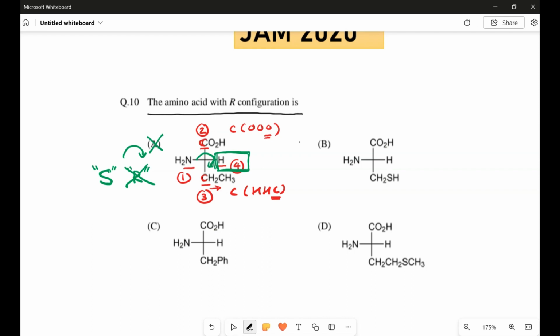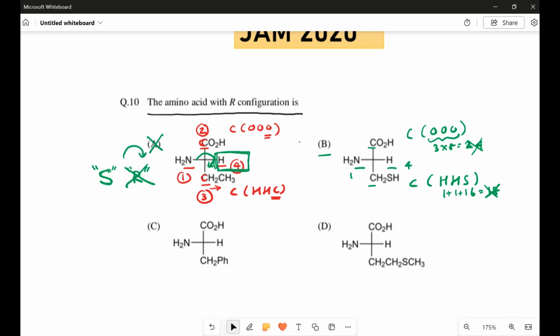Now look into the B option. B has nitrogen, hydrogen, carbon, and carbon. Nitrogen first priority, hydrogen fourth priority. And now this carbon, as we have already seen, has three oxygen, and this carbon has hydrogen, hydrogen, sulfur. So don't make the mistake of saying that here I have three oxygen, so 3 into 8 equals 24, and here I have 1 plus 16 which equals 17. Don't make such a blunder, never.